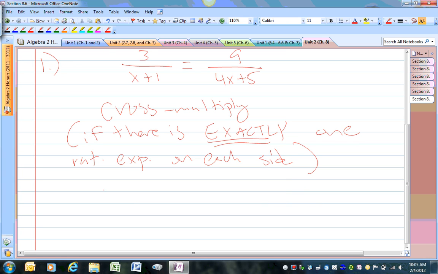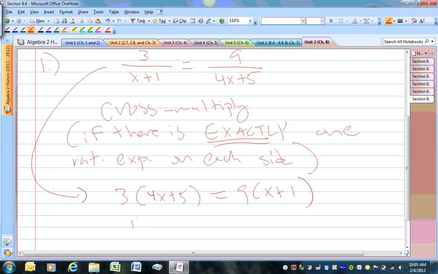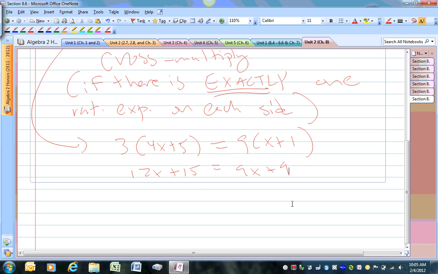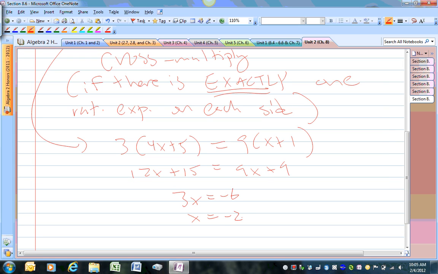So if I do that right now, I have 3 times 4x plus 5 equals 9 times x plus 1. Very simple. Distribute. Move things around. And you get x equals -2.